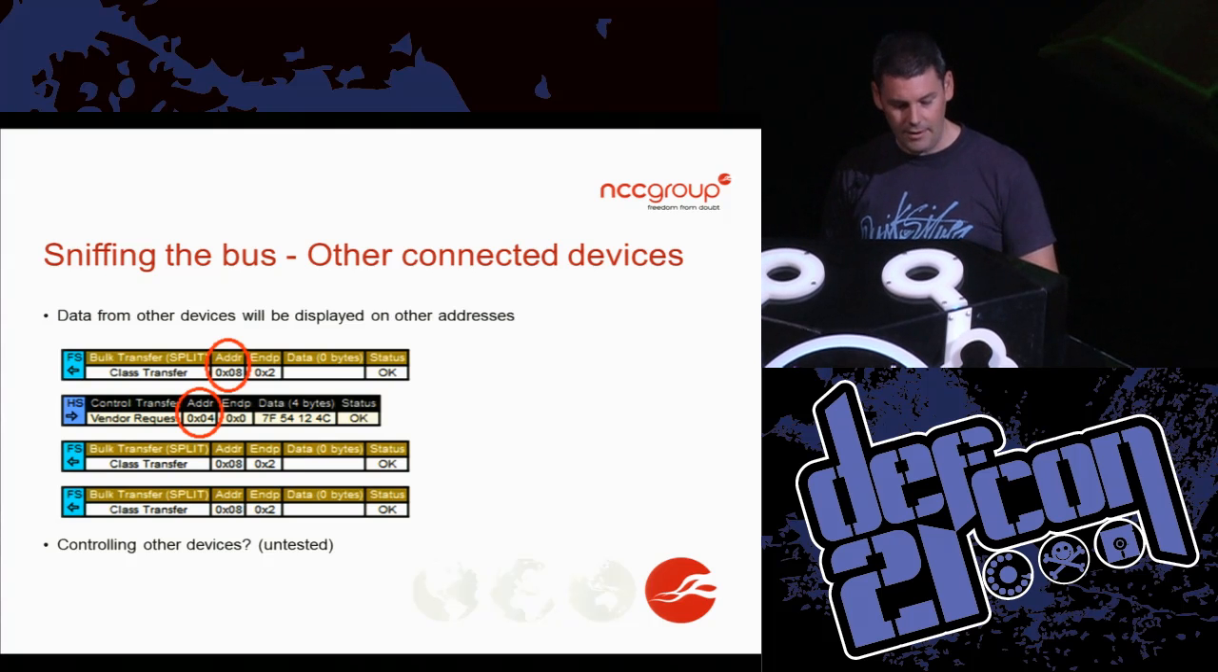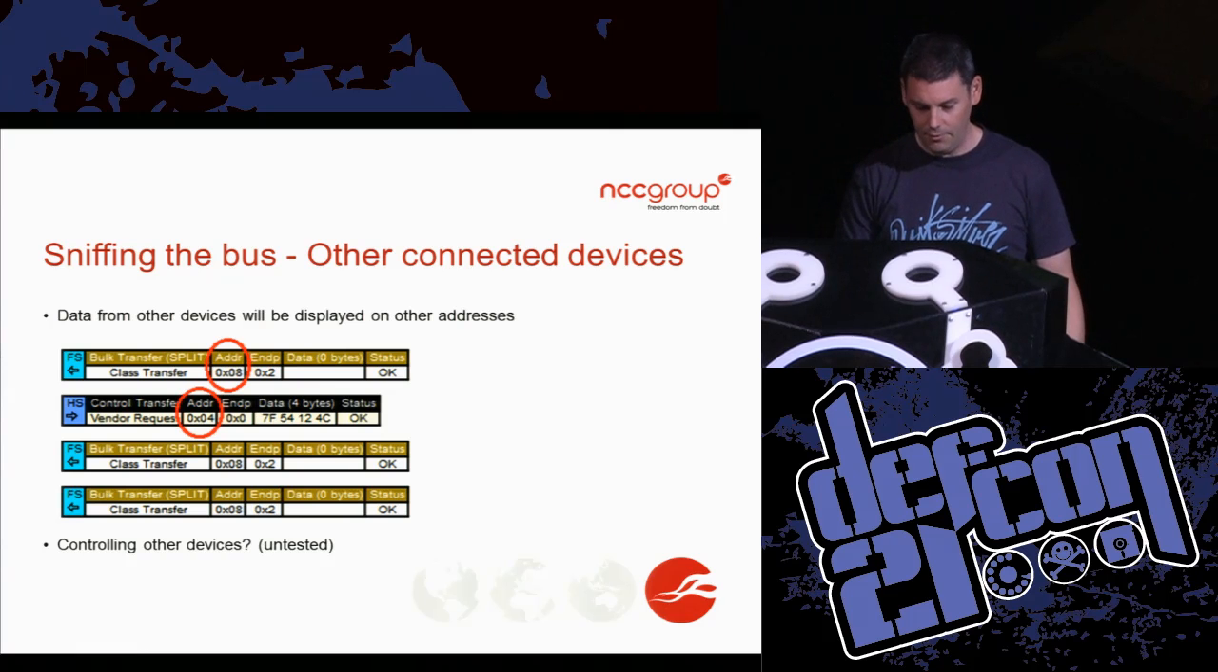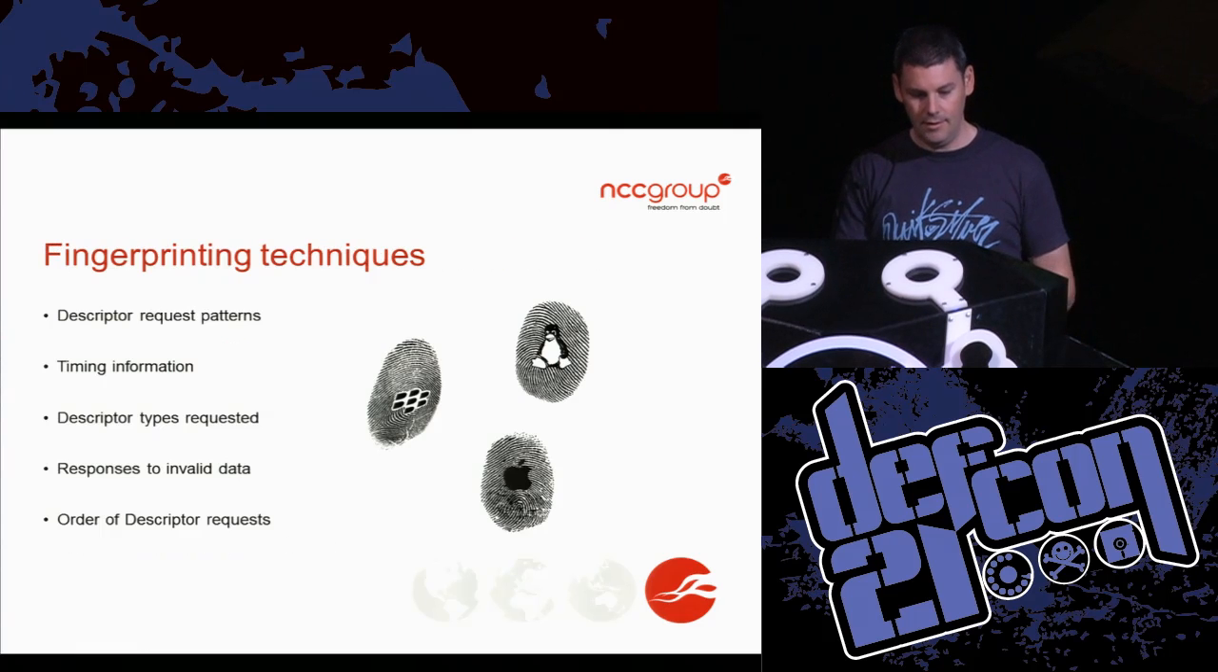Potentially, I've been thinking about a scenario whereby you could control other devices. The Facedancer allows you to be a host as well as a device. So if you've identified that there's a device on address 4 and you start sending get device descriptor requests to that, will it start revealing information to you? I think it probably will. It's currently untested, and it's something that's part of my future research plans.